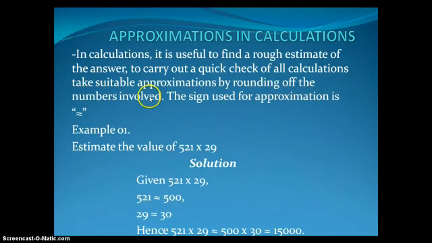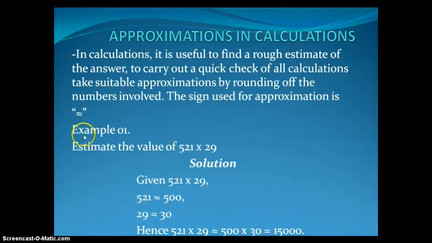First, before doing any calculation, you have to round off the numbers involved. Then we say that the sign used for approximation is that one. This is a sign which is used for approximation. Okay, now let us see example 1. We are given that we estimate the value of 521 times 29. But you have to be very careful.